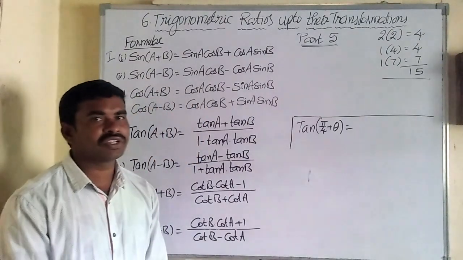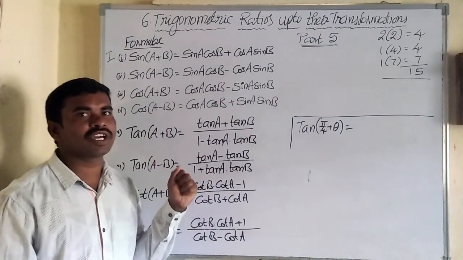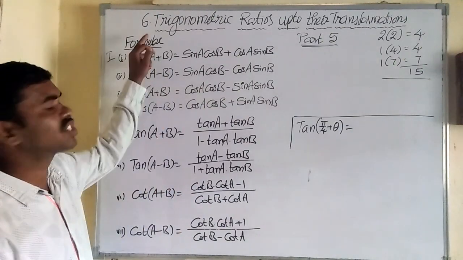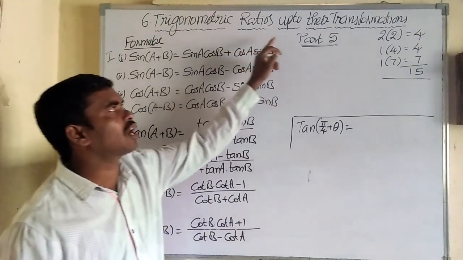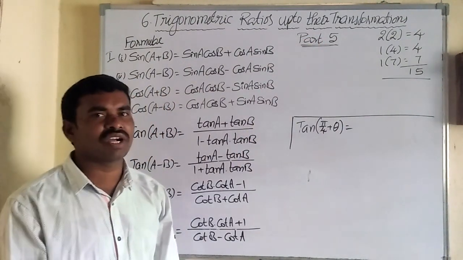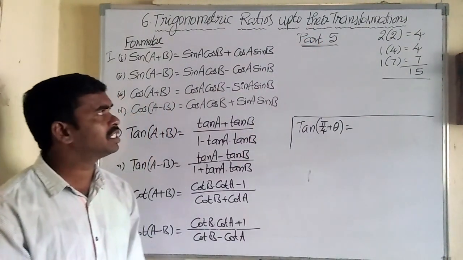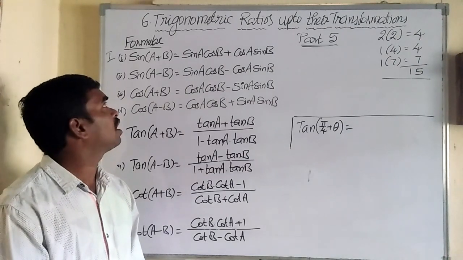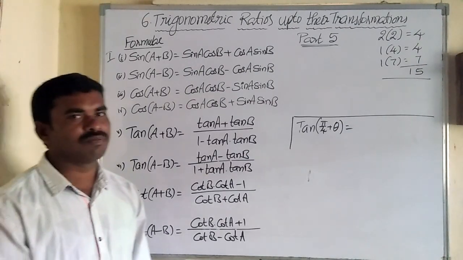Today in this video we are going to discuss the intermediate first year Mathematics 1A, 6th chapter, Trigonometric Ratios up to their Transformations, part 5. In the previous 4 parts we have discussed very short questions and introductions, which means 24 very short questions are completed.